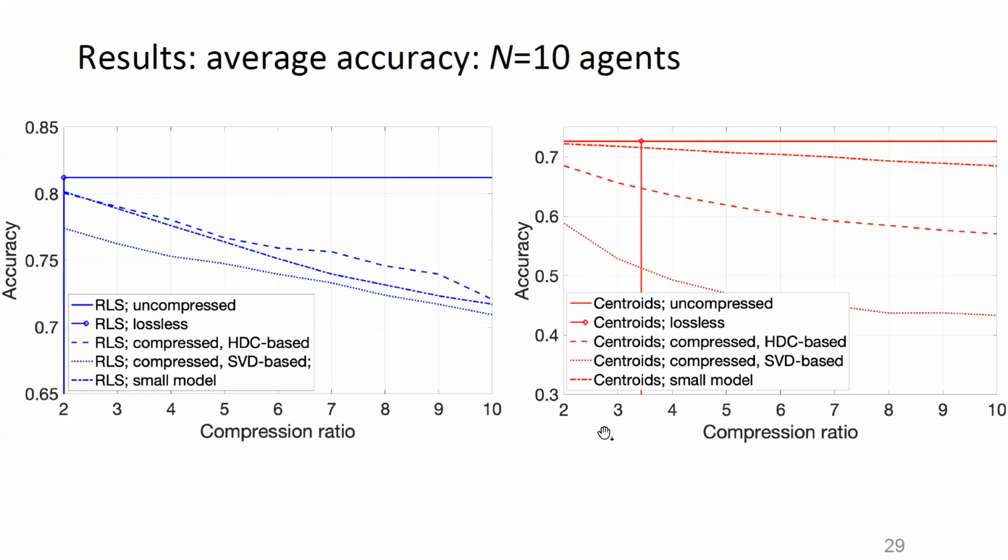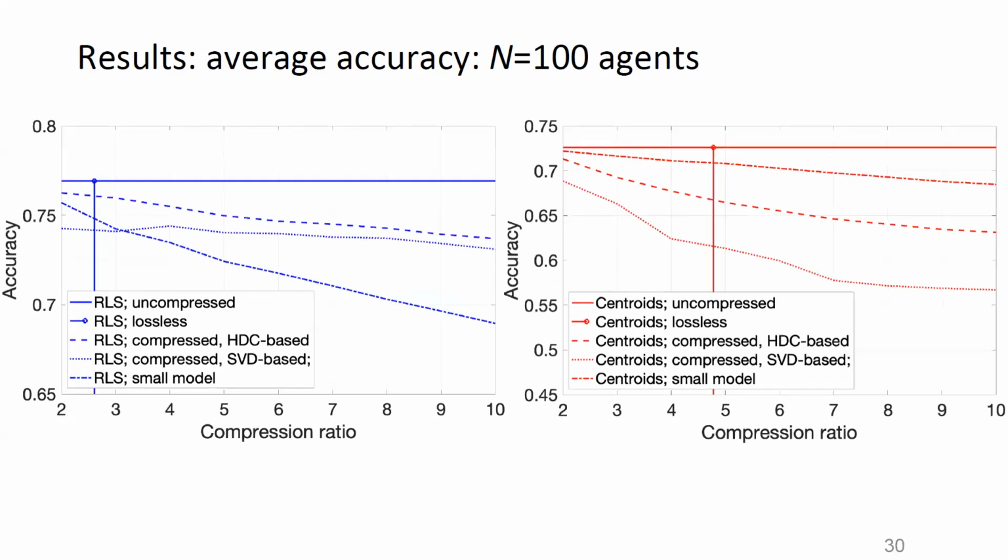And these are the results for average accuracy for a network of 100 agents. We can see here a similar behavior, and with respect to the SVD-based compression, the trend of the results in terms of accuracy and compression ratio trade-off was indeed expected. In particular, the mean values follow the same trend as for our proposed compression approach, with the difference that the achieved accuracy was always lower.